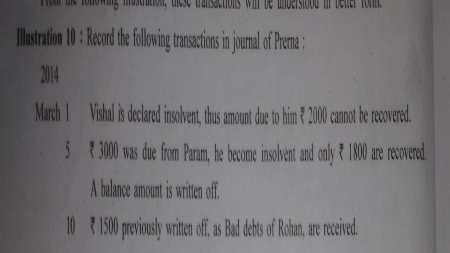Now, Vishal is a person from whom Prerna is supposed to receive an amount, and because Vishal is declared insolvent, hope you know the meaning for the word insolvent. And so, Vishal will not pay 2000 rupees. Now, who is Vishal? Vishal is a debtor. That means basically Vishal is having debit balance. Now, he will not pay. So, his account will be credited, his account will be closed, and it will be shown that this is the loss and bad debts account will be debited. Let us see the journal entry for this.